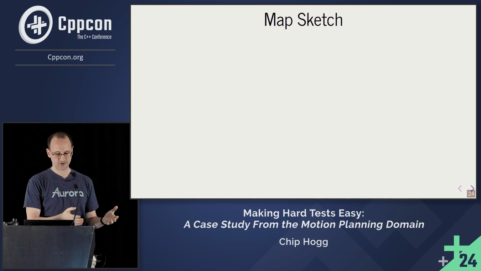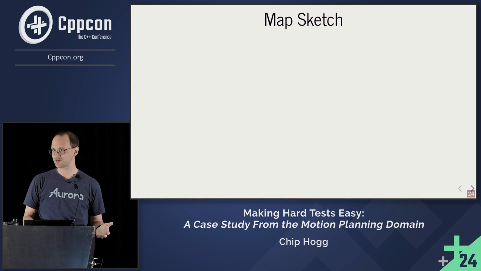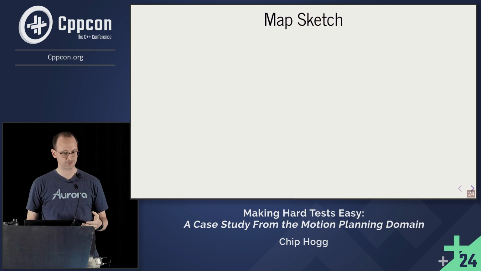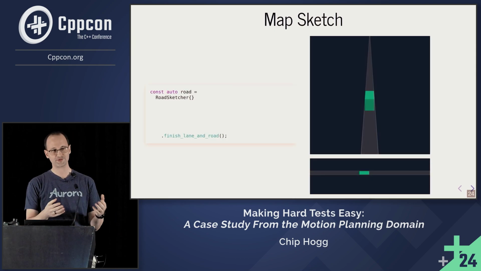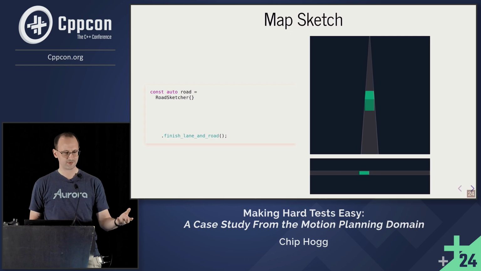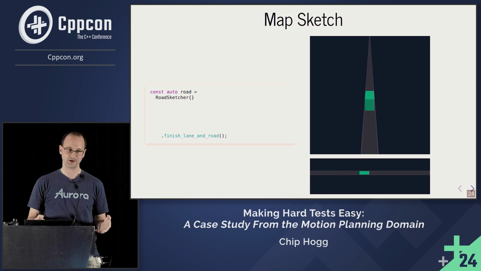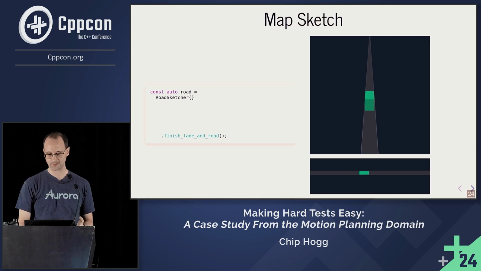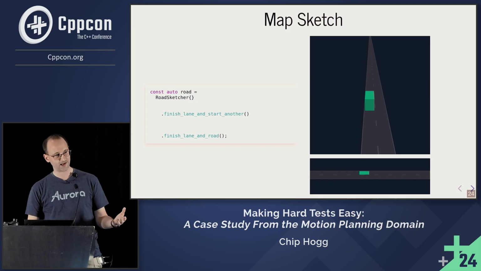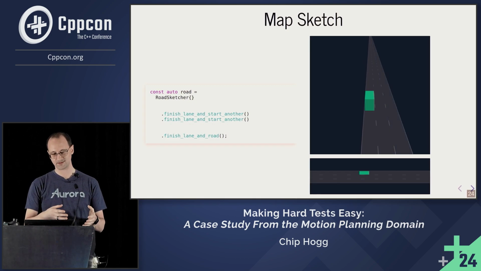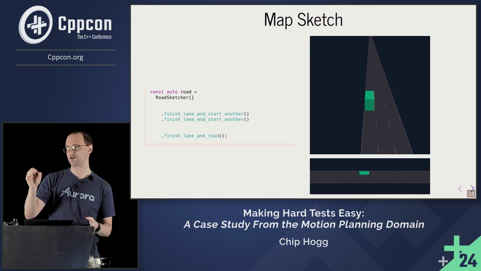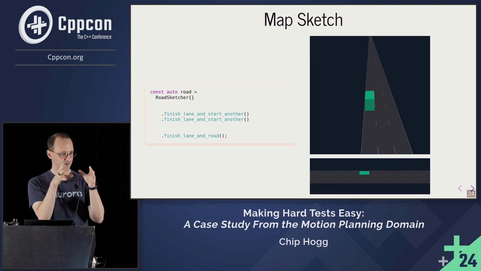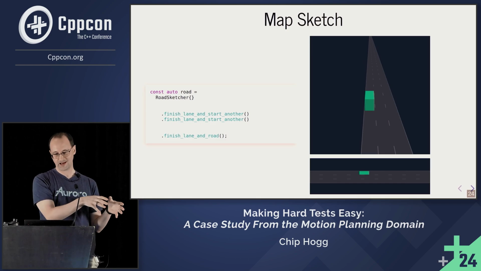We'll start with a map sketch, go into that a little bit. The way that you make a map sketch or a road sketch is with a road sketcher. So these are going to be readable synthetic roads. Here's kind of the simplest API. road sketcher.finish lane and road. Okay, well, that's going to give you a 1-lane road. You can call finish lane and start another, and we see that the number of lanes you get is the number of times in your code you say finish lane. So this is easy to learn how to read.